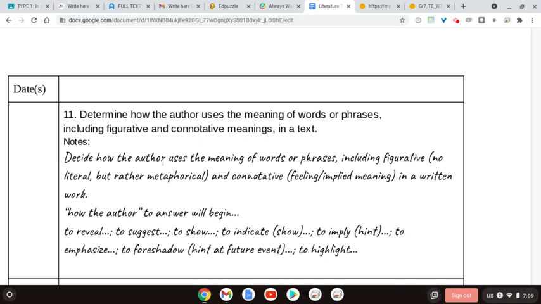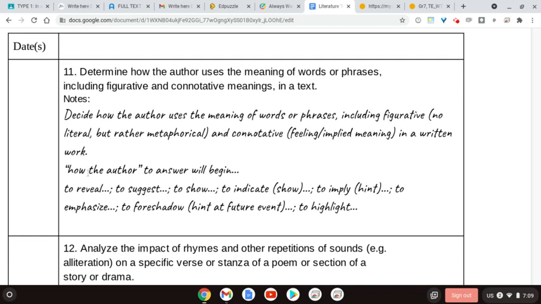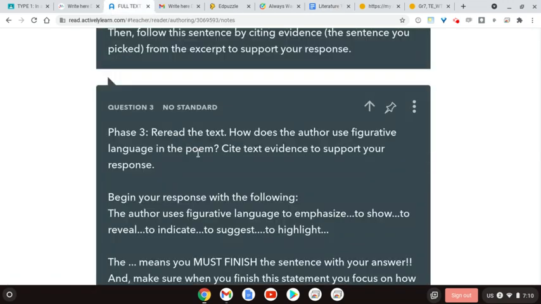That means to decide how the author uses the meaning of words or phrases, including figurative. So that would be like our figurative language, which has no literal, but rather metaphorical and deeper meanings to it. Or you could focus on the connotative meaning, which is that feeling or implied meaning that a word might have. To answer these questions, we really look at how the author reveals, suggests, shows, indicates, implies, hints at, foreshadows, but you want to connect it back to how it does so to impact, again, just like in phase 2, that entire text as a whole.